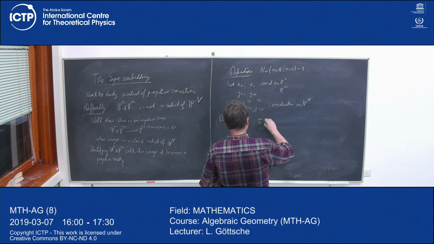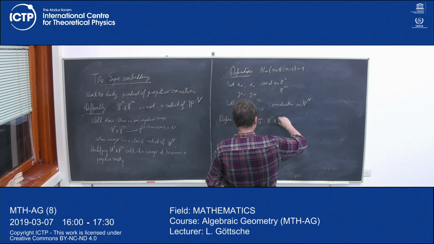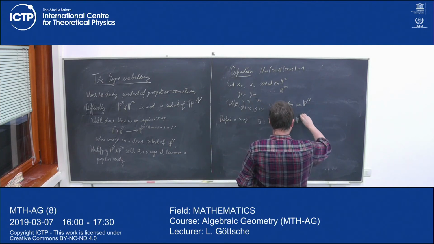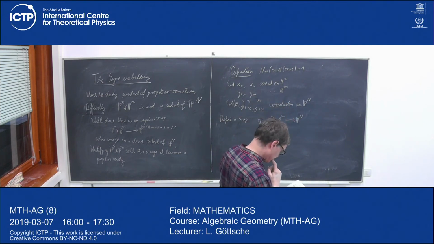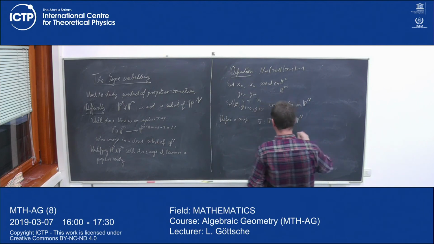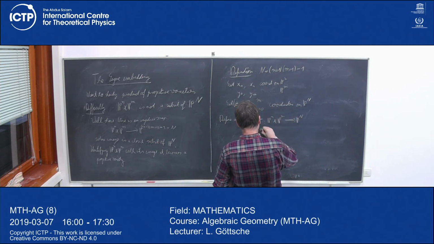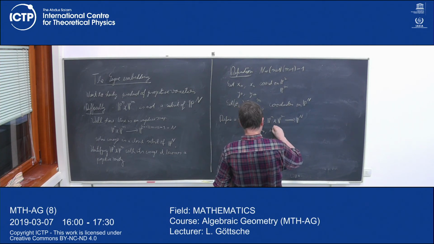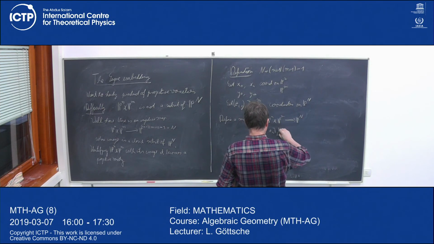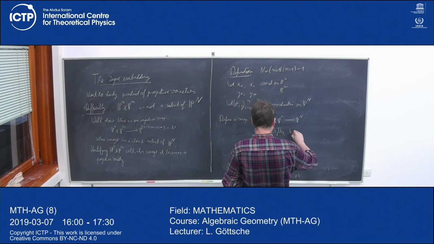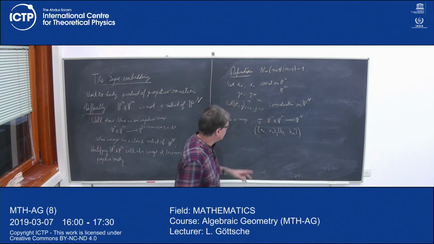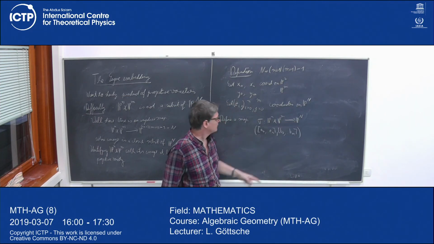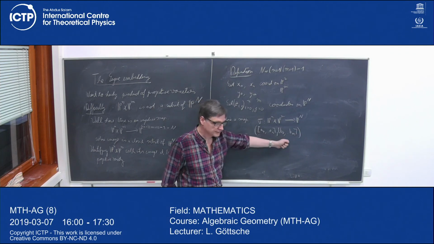Sigma from Pn times Pm to Pnm, just coordinate-wise. So the point A0 to An, projective coordinates, and B0 to Bm, is sent to the point whose ij coordinate is just the product of the ith coordinate here and the jth coordinate here.